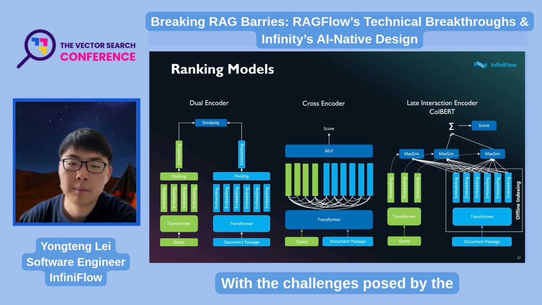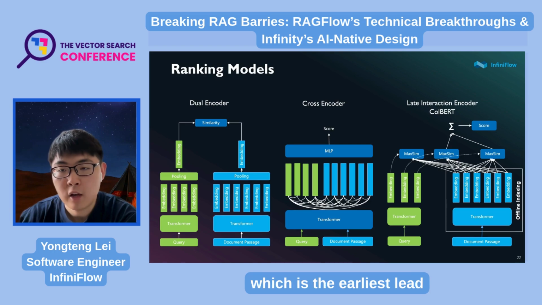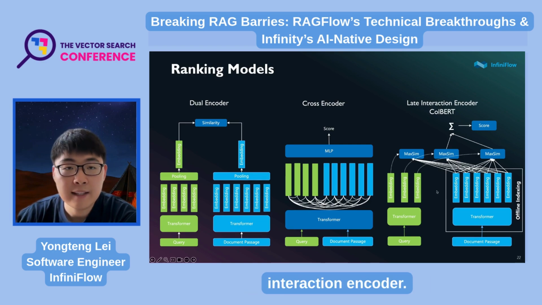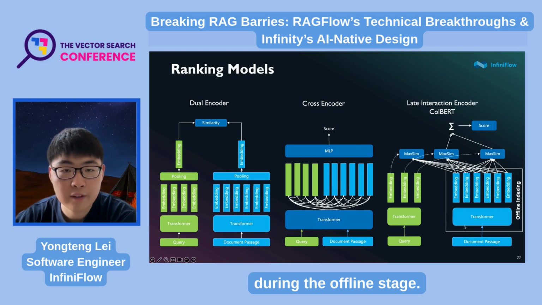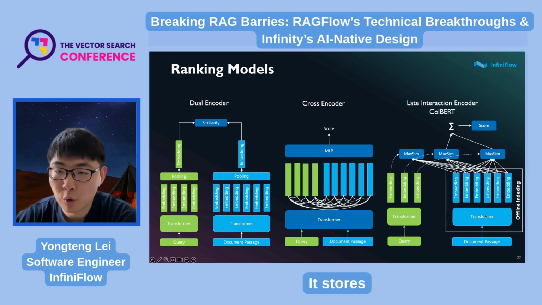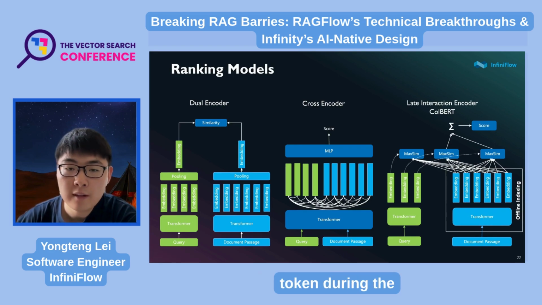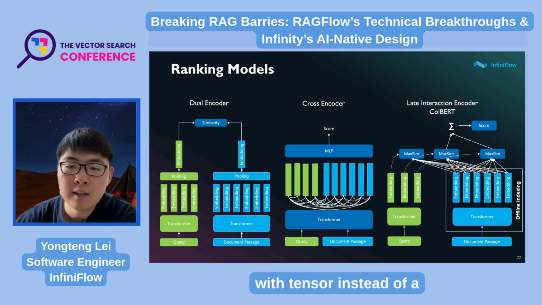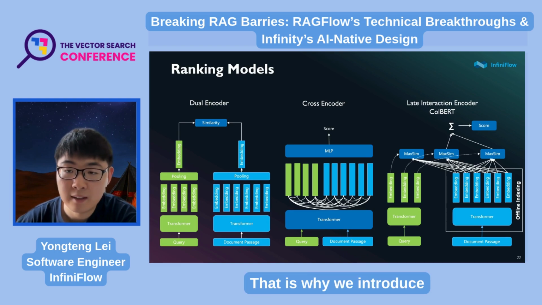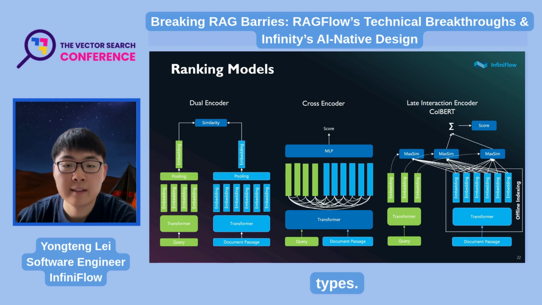With the challenges posed by the previous two architectures, ColBERT comes into play, which is the late interaction encoder. ColBERT performs most computation during the offline stage. It stores all embeddings for each token during the indexing stage. It means that each document is represented with a tensor instead of a single embedding. That is why we introduced tensor as one of our data types.